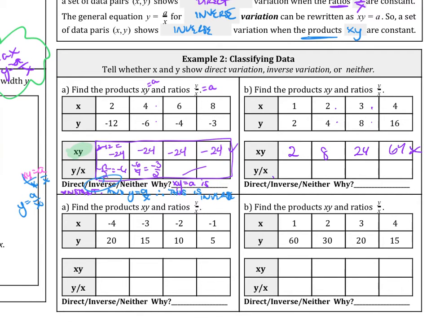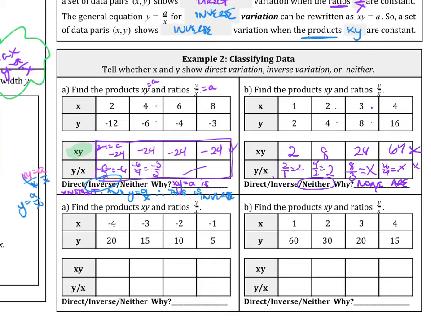Now let's try y over x. So this is 2 over 1, which is 2. 4 over 2, which is 2. Now I could stop, but really you shouldn't. You need to keep on going just in case. The next one is 8 over 3. Notice that is not 2. And then the next one, 16 over 4, that is also not 2. So in this case, it is neither because none are constant.